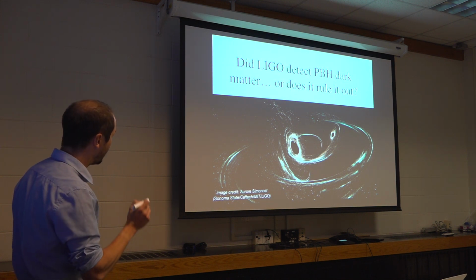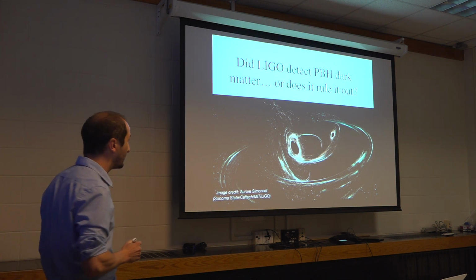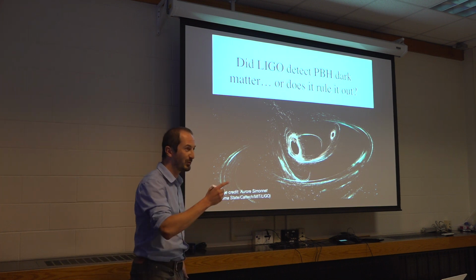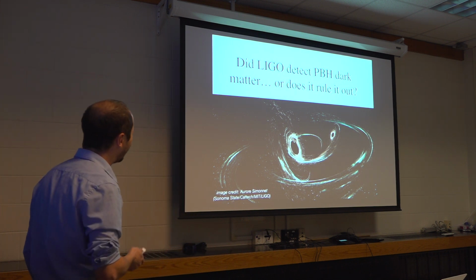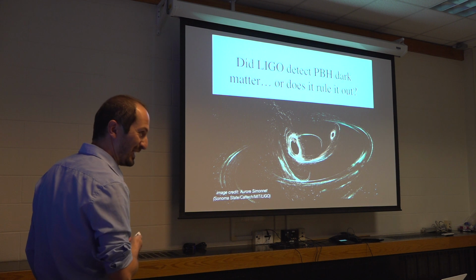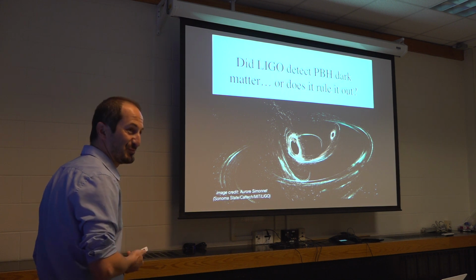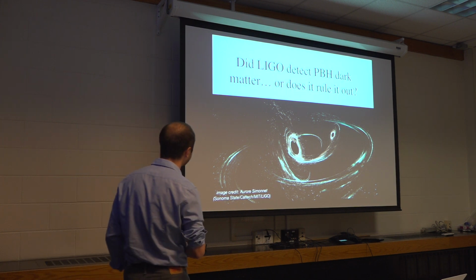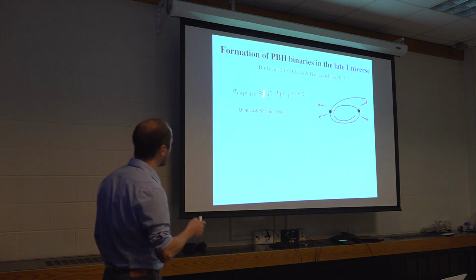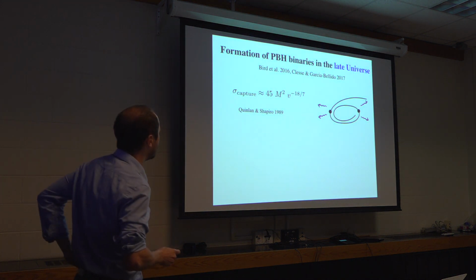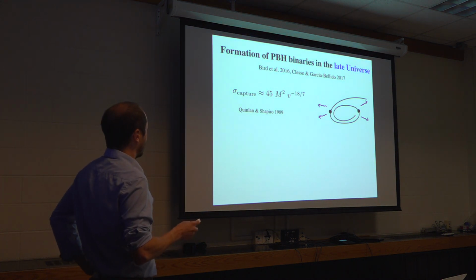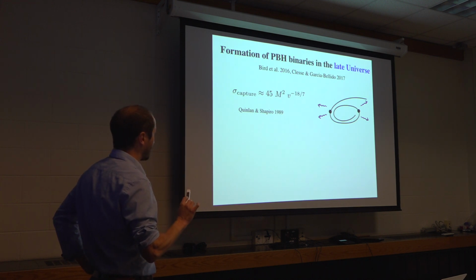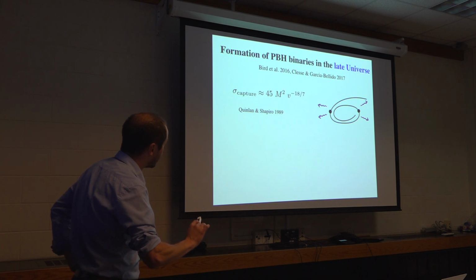So as you pointed out, obviously, some people asked whether LIGO detected dark matter. Julian and I were part of these people. But I want to ask the question of whether it actually rules it out rather than detects dark matter. So what we did in this paper led by Simeon and Bert is as follows. This is a formation mechanism for primordial black hole binaries in the late universe.